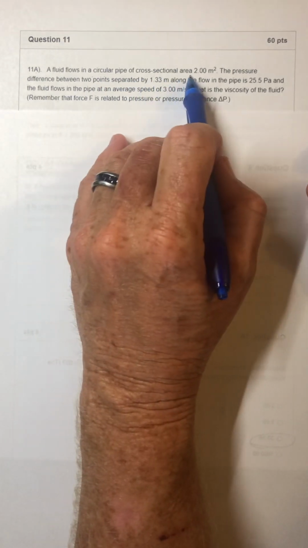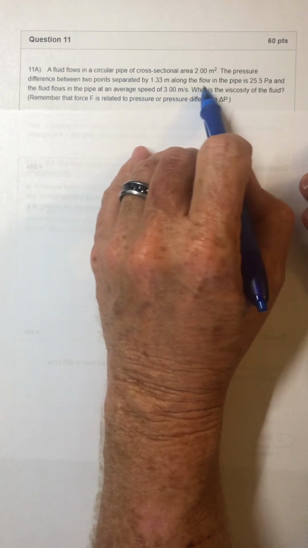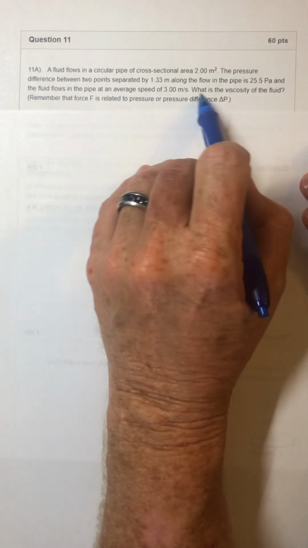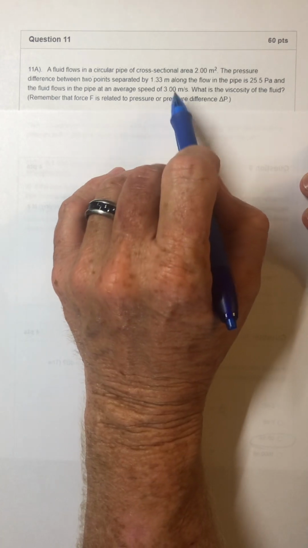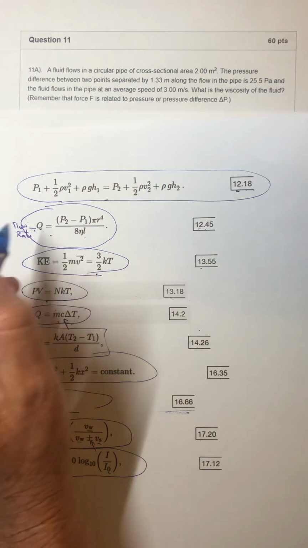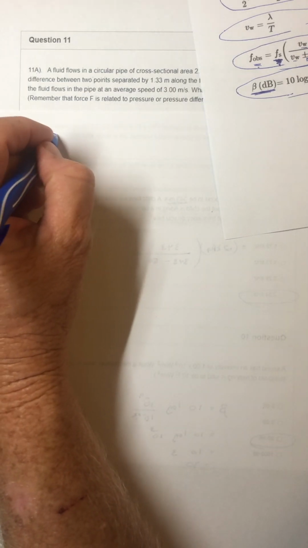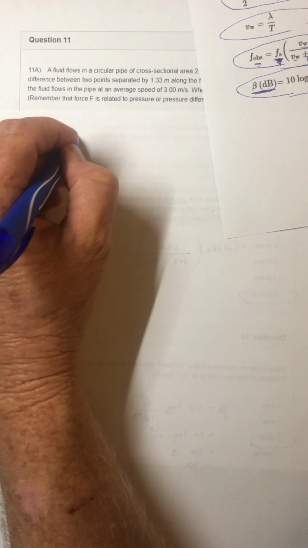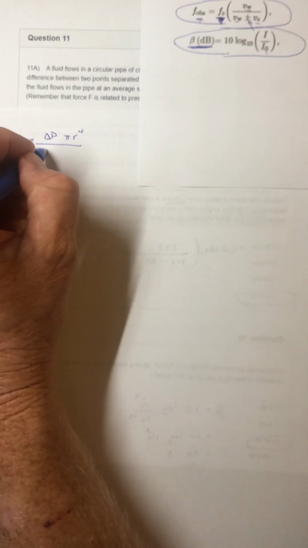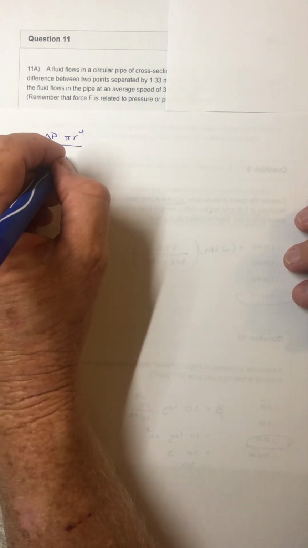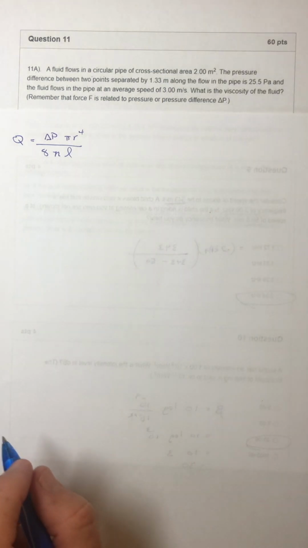It says a fluid flows in a circular pipe of cross-sectional 0.2 meters. Pressure difference of the 2 points. And hopefully all this sounds familiar, because as we read all of this, without giving you the hint this time, we're back to our flow rate. And so this is the pressure difference, this is the pi, this is r to the 4th. Here is the 8, here is the viscosity, and here is the length.